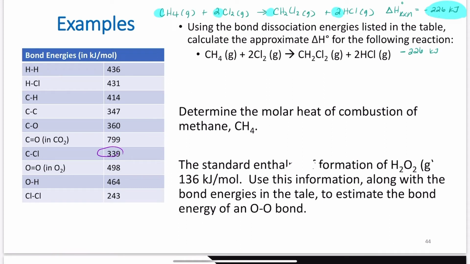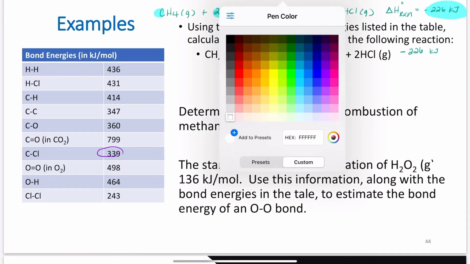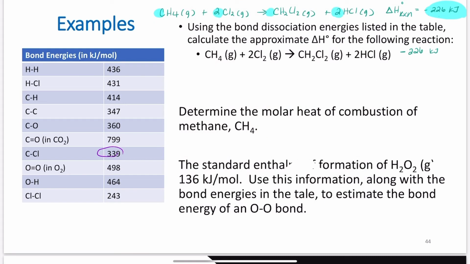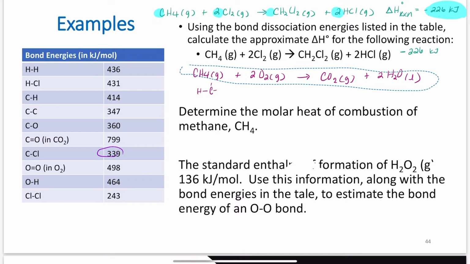Determine the heat of combustion of methane. So CH4 is going to react with 2 moles of O2 gas, producing CO2 gas and 2 moles of water. Write that out by Lewis structure. I really need more room on this slide.